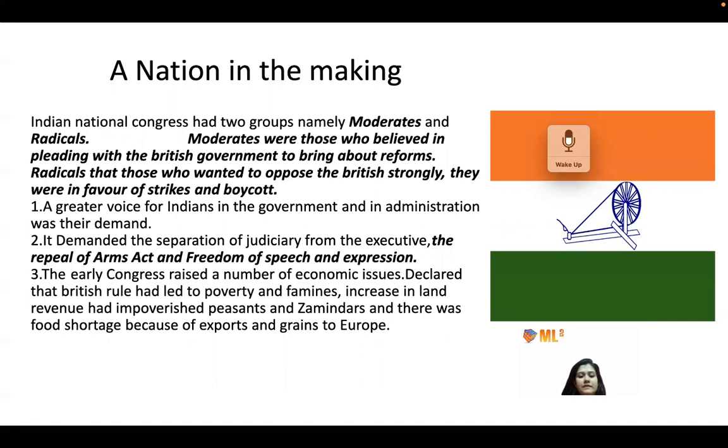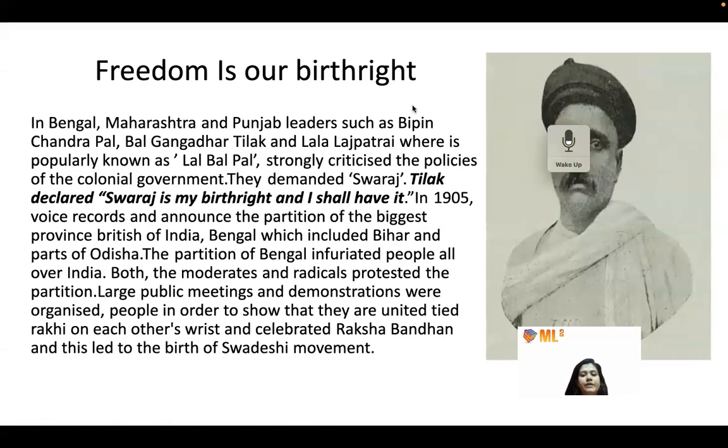The early Congress raised a number of economic issues, declared that British rule had led to poverty and famines, that increases in land revenue had impoverished peasants and zamindars, and that there were food shortages because of export of grains to Europe. Now, the next term, which is very important in this chapter, is that freedom is our birthright.